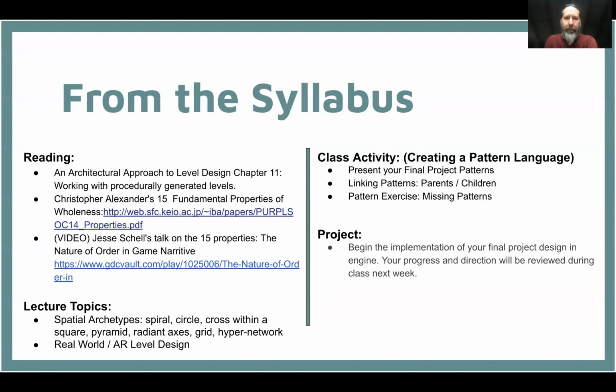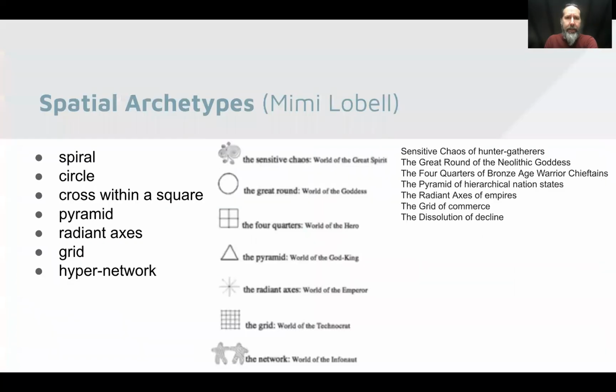So let's get started. All right, so spatial archetypes. Let's talk about these. They're listed variously in slightly different ways, but spiral, circle, cross with a square in it, the pyramid shape, radiant axes, a grid, and a hyper network. So where do these come from, and how do they apply to both architecture and to level design?